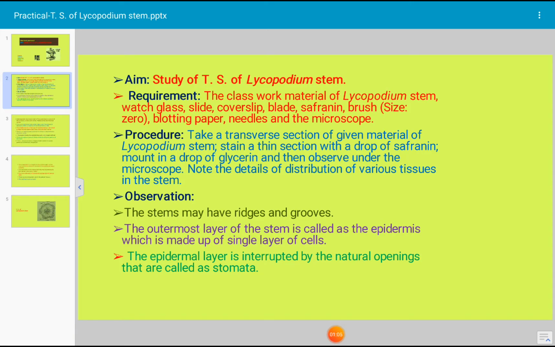In observation, what we have to write here is that the stem may have ridges and grooves. The outermost layer of the stem is known as the epidermis. Epi means outer, dermis means skin, and this epidermis is a single layer, made up of a single layer of cells. The epidermal layer is interrupted by natural openings, and those natural openings are called stomata.